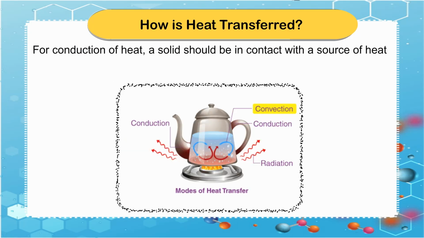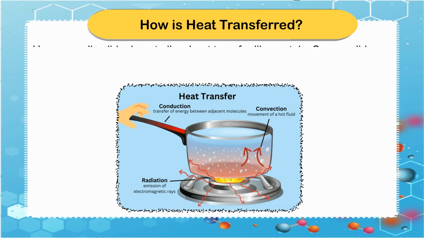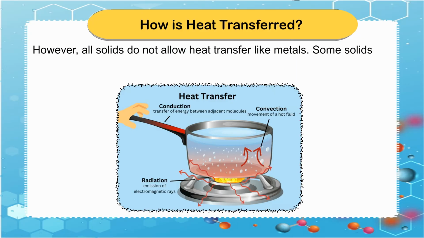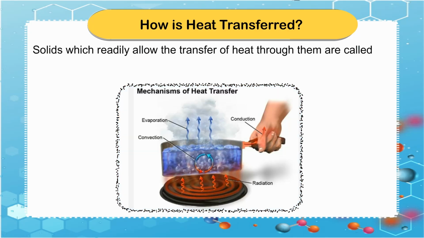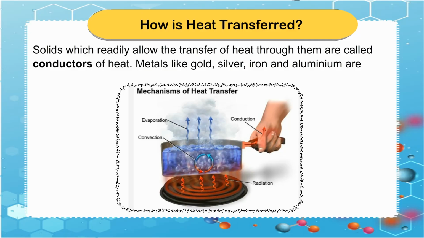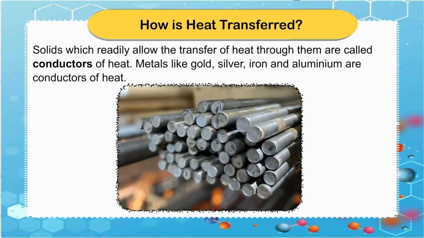For conduction of heat, a solid should be in contact with a source of heat or another object at higher temperature. Metals are the most common solids which transfer heat through conduction. However, all solids do not allow heat transfer like metals. Some solids allow the heat to transfer very slowly while others do not transfer heat at all. Solids which readily allow the transfer of heat through them are called conductors of heat. Metals like gold, silver, iron and aluminium are conductors of heat.